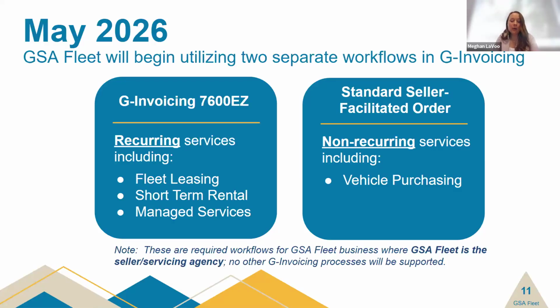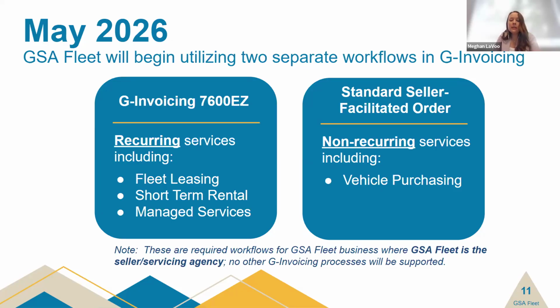So if your agency is not equipped to integrate with these processes, that is something that your agency will need to work to get towards in order to be able to integrate with us with G-invoicing. So the two different processes are the 7600 Easy process and the standard seller facilitated order process. We'll start with the 7600 Easy process. We will be utilizing this for recurring services, including fleet leasing, short-term rental, and managed services. This process most closely mimics IPAC, and I'll get into the details of this in a little bit as well.